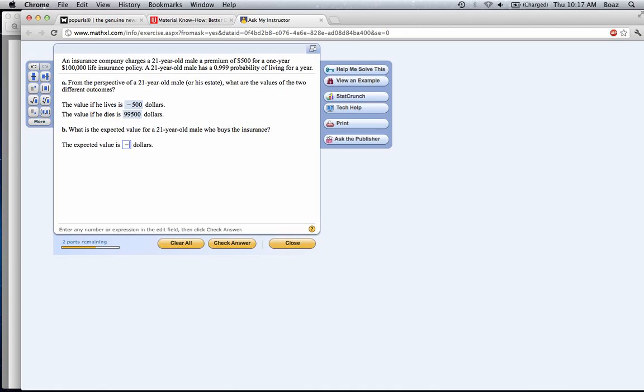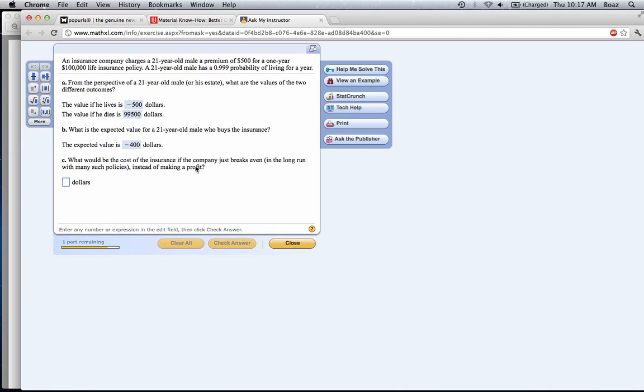In other words, what that means is that this man who bought the life insurance policy expects to lose $400. Now, that's not a possible outcome. Either he loses $500 or gets $100,000.